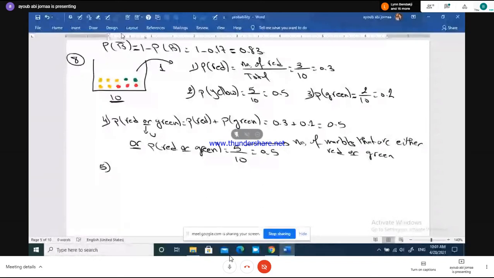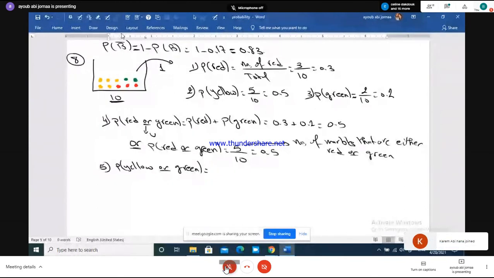Now, zero. Then we don't have any marble which is at the same time red and green. The marble satisfies both red and green. Do you have a marble that is at the same time red and green?